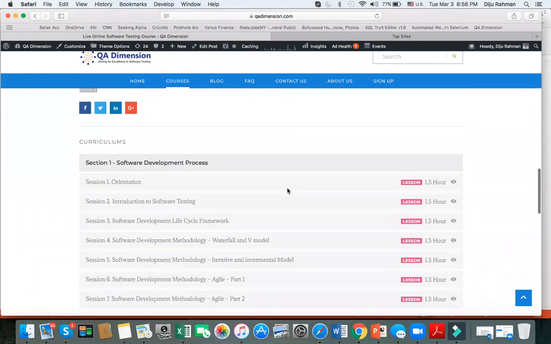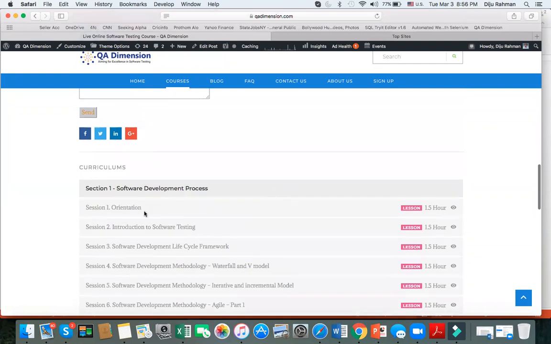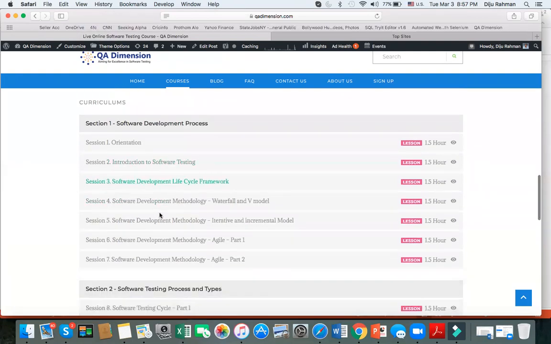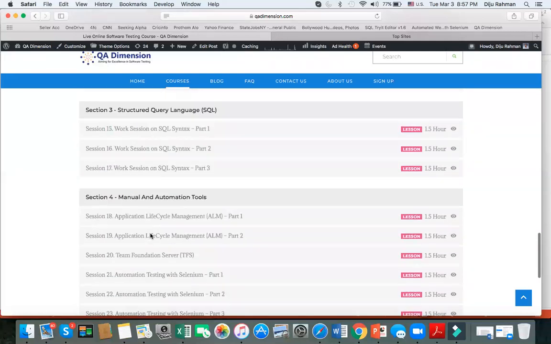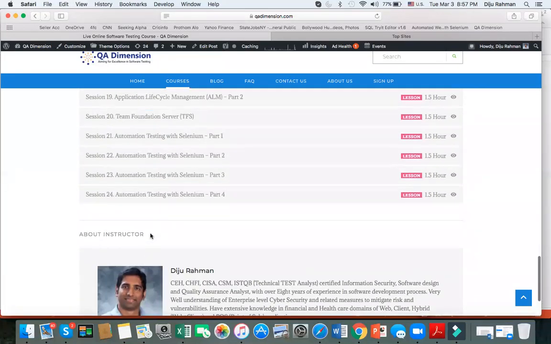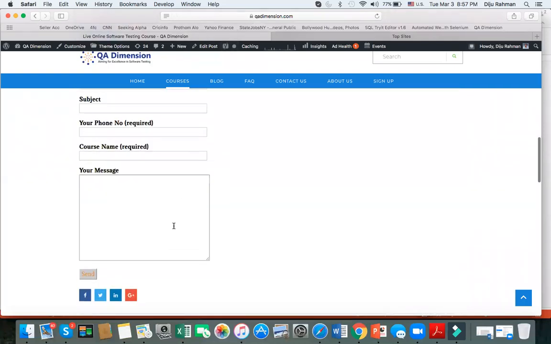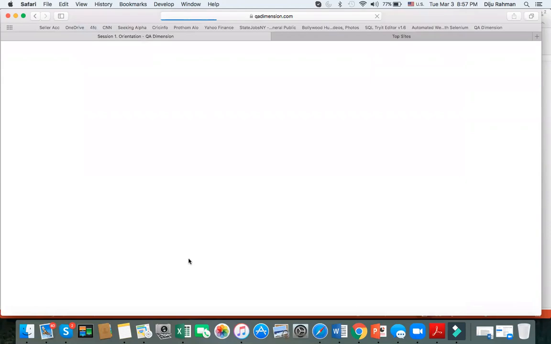In this course page, as you can see, you have all the session topics. You have orientation. Today is the first orientation session. Our next session is going to be introduction to software testing. So you can see all those session topics are there. Let's say I give you homework. You will come to this page, go to the orientation page, click on it, and it will take you to that page.